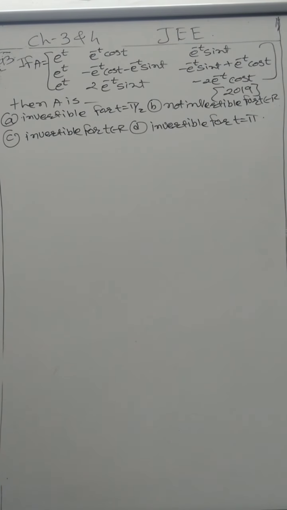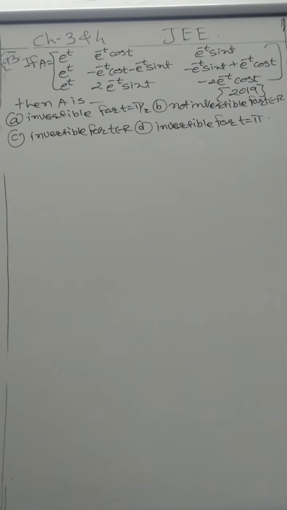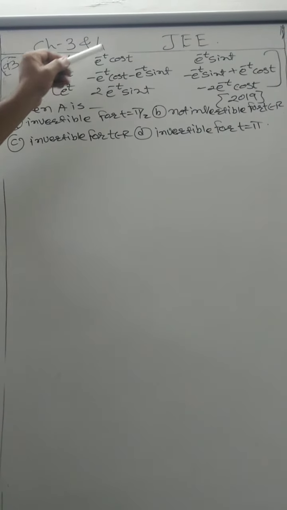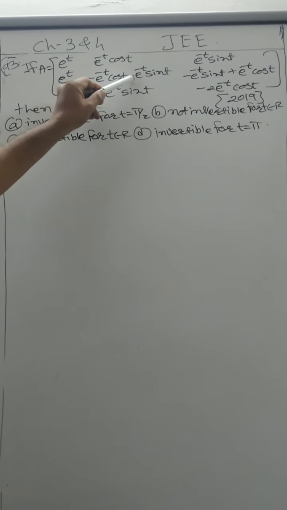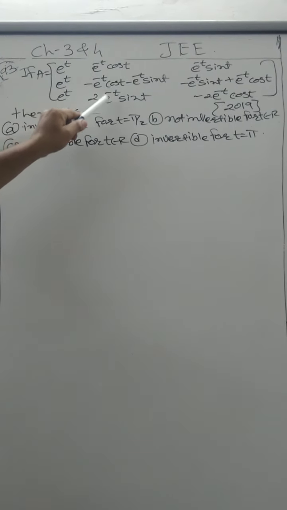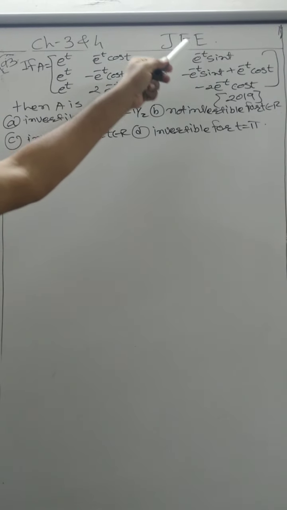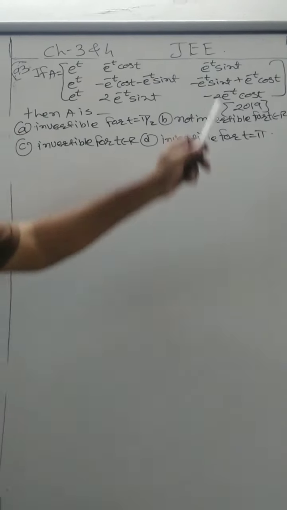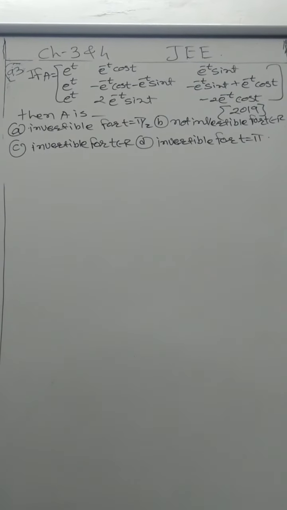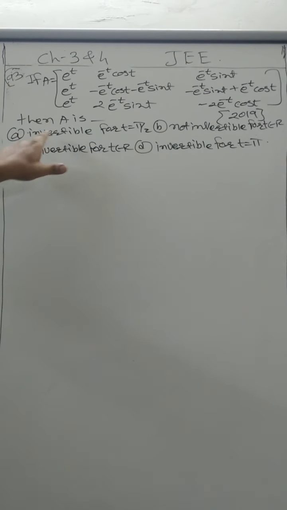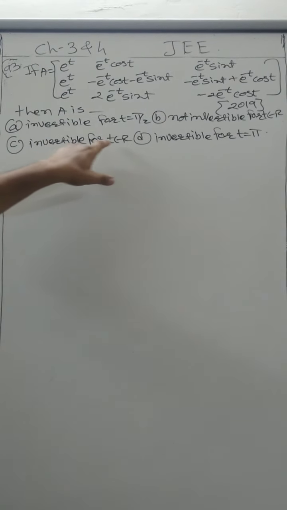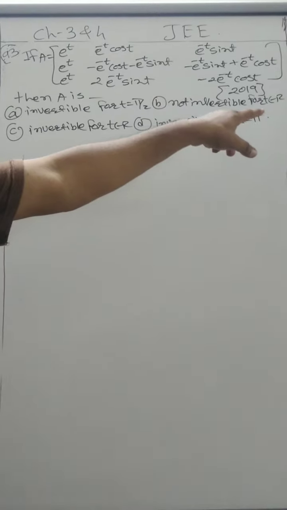Okay, next, 93. In 93, matrix A is equal to e raised to t, e raised to minus t cos t, minus e raised to minus t sin t, e raised to t, minus e raised to minus t cos t, minus e raised to minus t sin t, e raised to t, 2 e raised to minus t sin t, and minus e raised to minus t sin t plus e raised to minus t cos t, minus 2 e raised to minus t cos t. Then A is invertible for t equal to pi by 2, not invertible for t belongs to R, invertible for t belongs to R, or invertible for only t equal to pi.